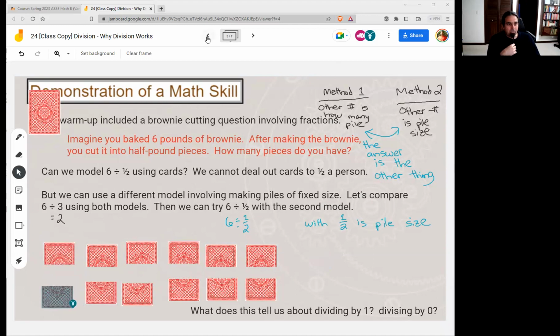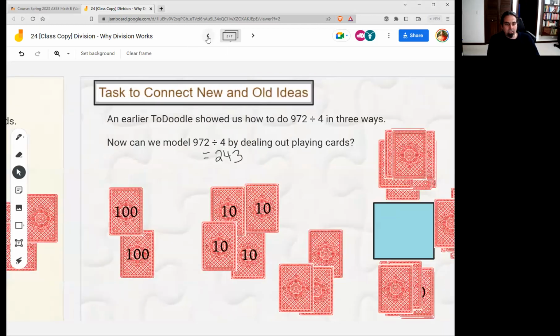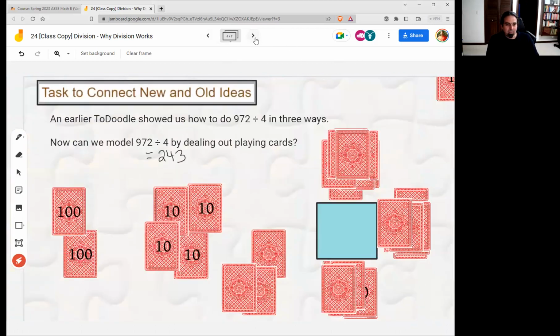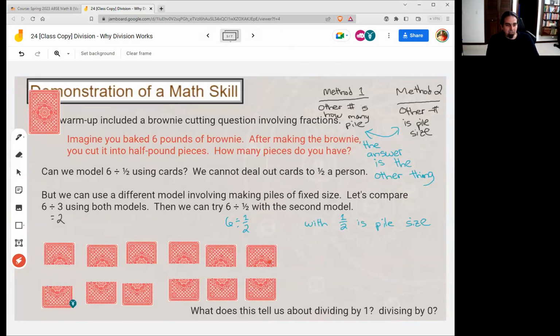Yay, okay. Everyone see how that looks like this picture, the 6 divided by 1/2, taking 6 and breaking it into pieces of size 1/2, and you get 12 of them. We broke the 6 things into pieces like that. So the answer was how many piles? There's 12 if we count them.